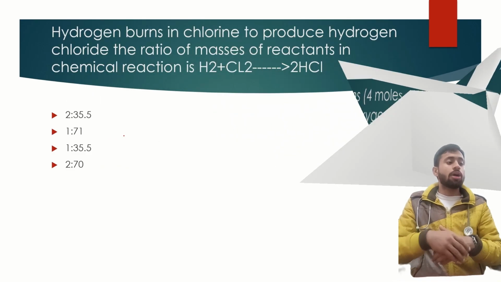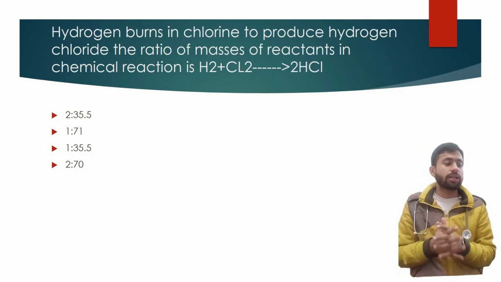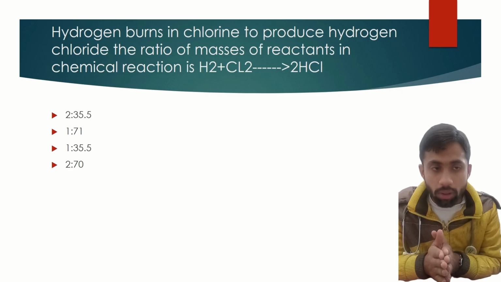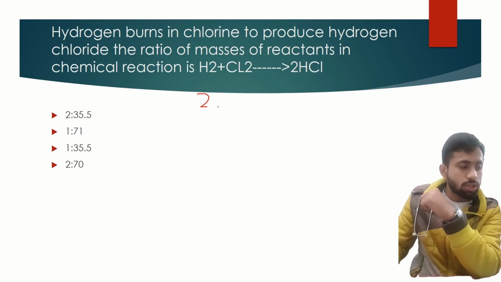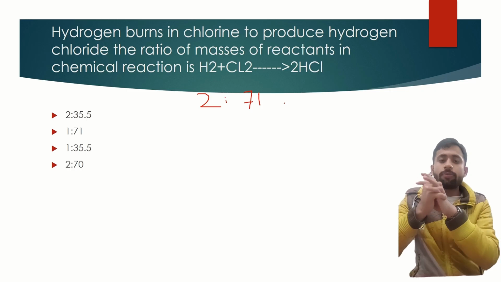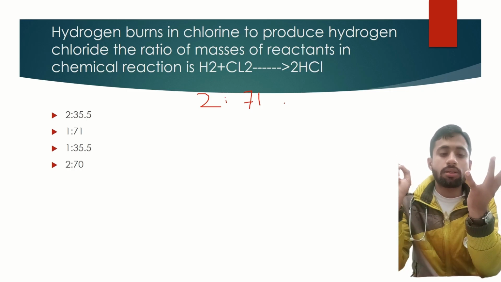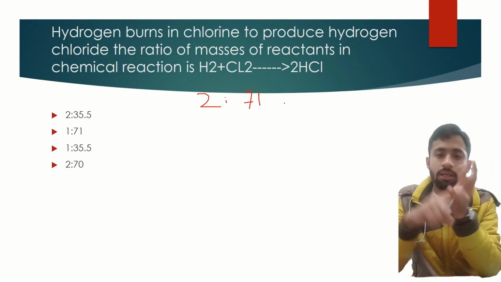Let's move on. Hydrogen bonds with chlorine to produce hydrogen chloride. The ratio of masses of reactants in the chemical reaction: you basically have to find the ratio of molar masses. What is the molar mass of hydrogen? It is 2. What is the molar mass of chlorine? It is 71, 35.5 plus 35.5. You basically have to memorize the molar masses. We memorized iron today. We will be memorizing chlorine also.